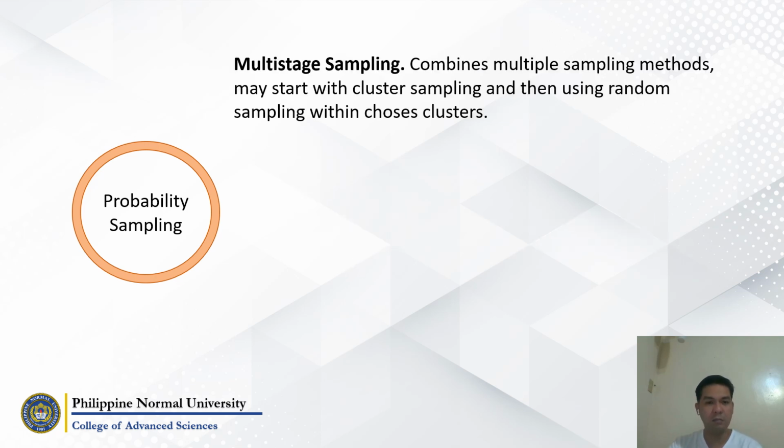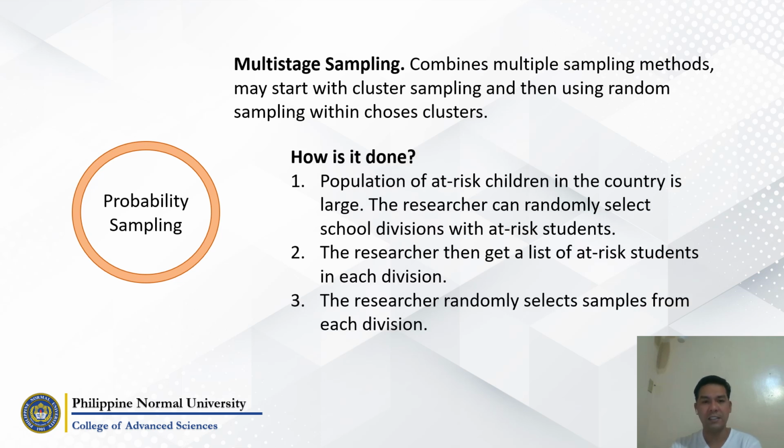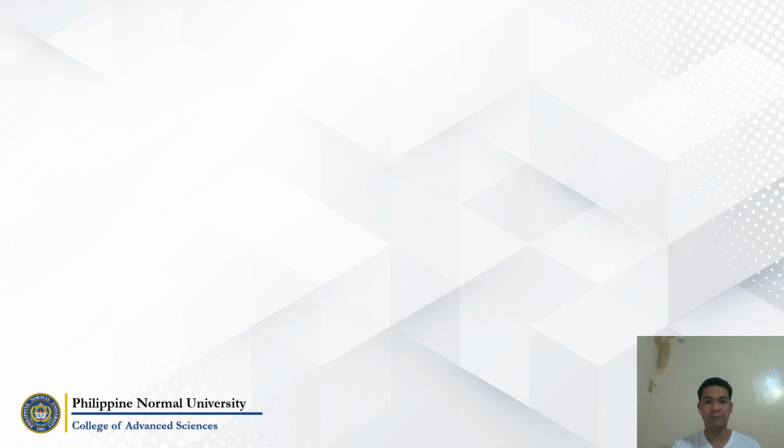So we also have what we call multi-stage sampling. When we talk about multi-stage sampling, it combines multiple sampling methods, may start with cluster sampling, and then using random sampling within chosen clusters. So for example, the population of at-risk children in the country is quite large. So what the researcher can do is to randomly select school divisions with at-risk students. Then the researcher gets a list of at-risk students in each division, and then the researcher randomly selects samples from the students at risk in each division.